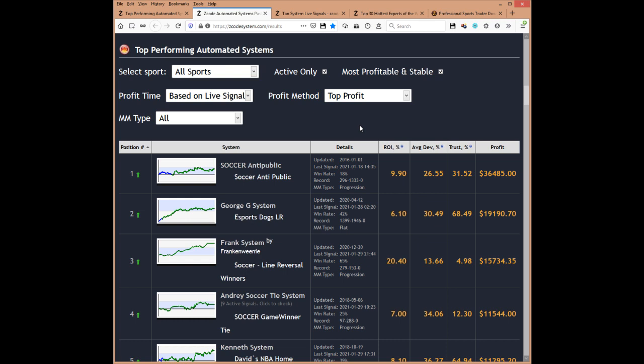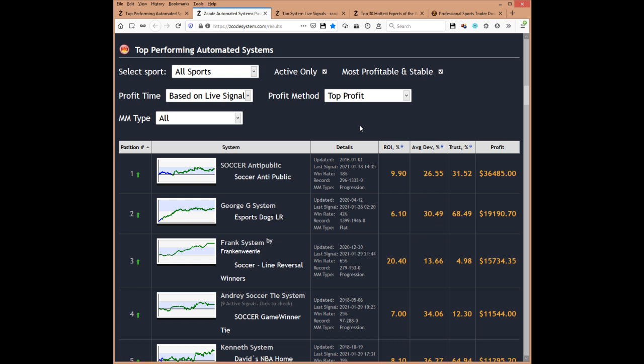We always recommend our Zcode members to pay attention to the top systems list first, especially for newbies who are just starting out with Zcode, because this is the easiest way for you to gain access to the most profitable systems that we have to offer here at Zcode, all on one page.